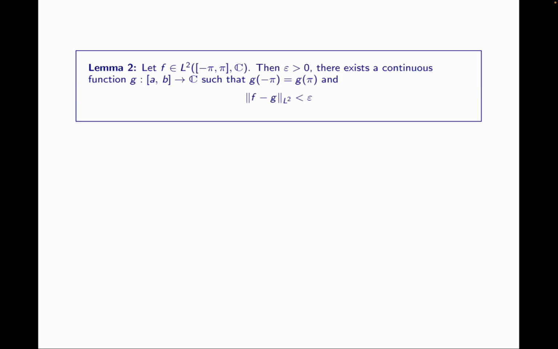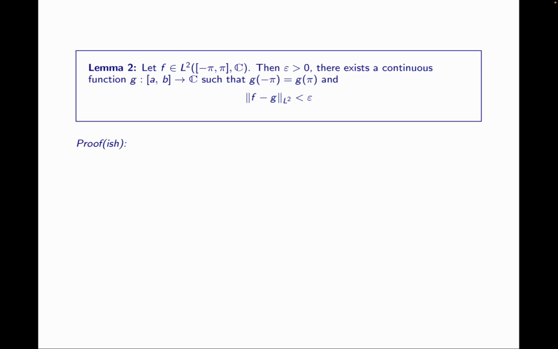Lemma 2, so this is the second bullet. Let f be an L2 function. Then for any epsilon greater than 0, there exists a continuous function, g, that agrees at the endpoints and is within epsilon of f when measured in the L2 norm. And let's give a proof of this lemma, well, a proof-ish. Again, the details are a bit involved, but let me just give the main ideas.